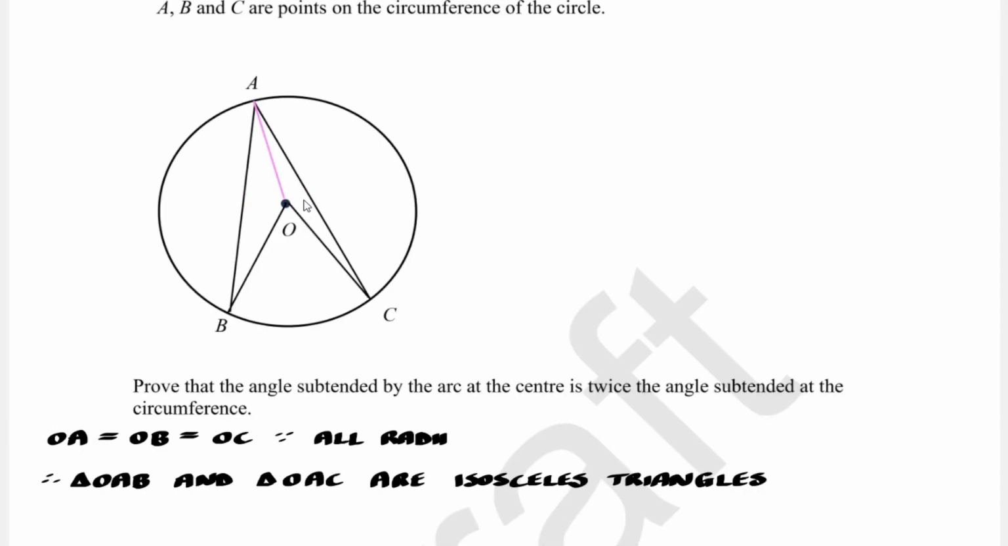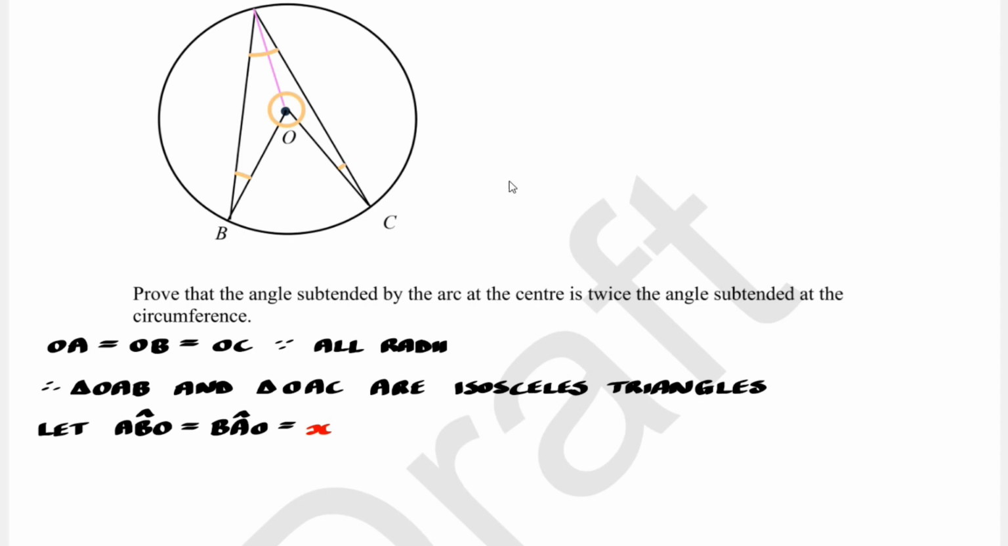And what that means is the triangle OAB and the triangle OAC are isosceles triangles. The reason for that is we've got two lengths which are the same size. So we have an isosceles triangle. Now, there are various angles which we need to work out in this question. So let's work those out.